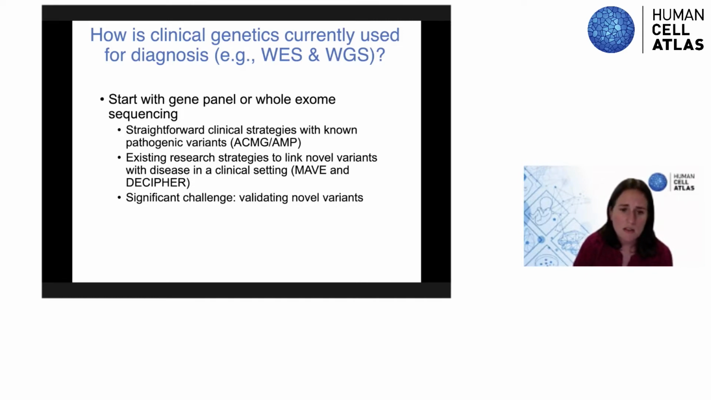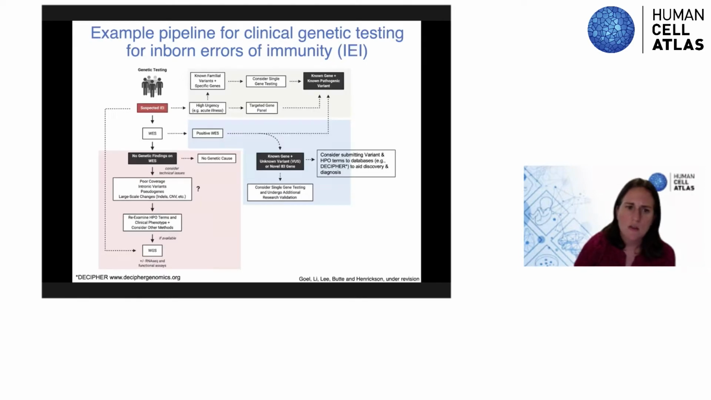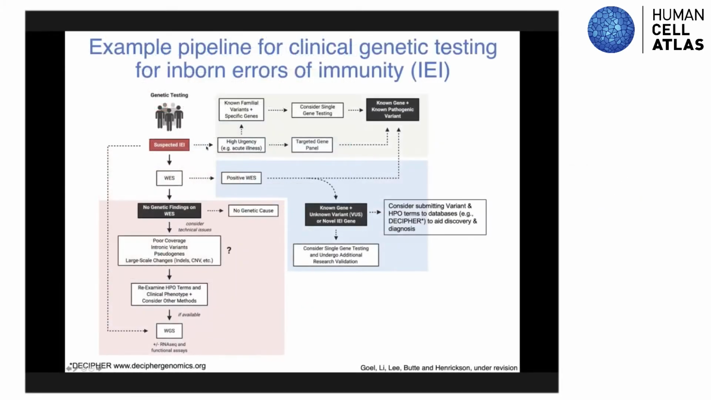But it remains a significant challenge to validate novel sequencing variants in patients with clinical phenotypes. And the way that looks here is an exemplar from inborn errors of immunity, which is another way of saying primary immune deficiency. If you have a patient that you think needs genetic testing, if there's high urgency, you'll choose a fast mechanism. Otherwise, we'll usually use exomes, whether or not they're rapid, depending again on acuity.